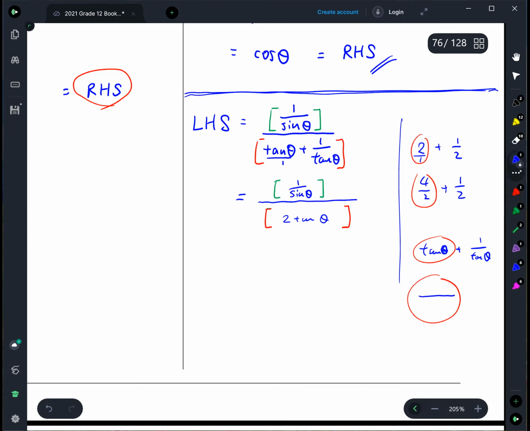You need to times it top and bottom by what? By tangent theta. By tangent, top and bottom both times by tangent, because the common denominator is tangent, right? Yeah. Okay, so what's the numerator then? Tangent square theta over tangent theta, plus 1 over tangent theta, right? Yeah. Okay, so now they have the same denominator. We can put it together.